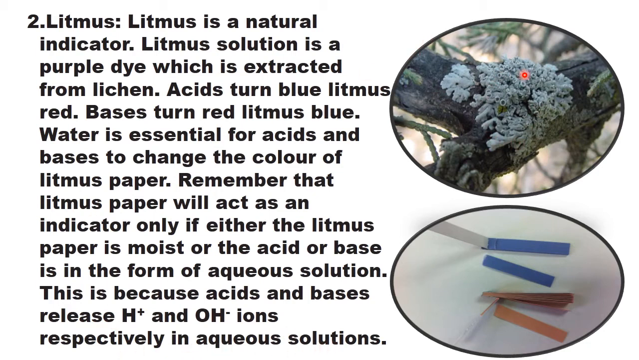So this is lichens. Lichens are a symbiotic relationship between algae and fungi. Both of them benefit from each other. You have studied in bio. So this is an extract of it. So we have two types, blue litmus and red litmus. It is available in the form of solutions. It is available in the form of strips also.